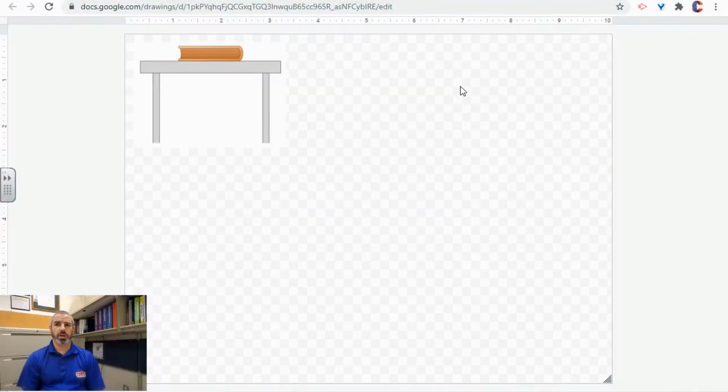Alright, so we have a situation here. We've got a physics textbook sitting on a table, and we're going to draw a free body diagram for that situation. So the first thing we're going to do is draw what's called a system schema. The system schema helps us draw free body diagrams. It helps us not add any extra forces that we may want to add because we show every interaction that is happening with that book.